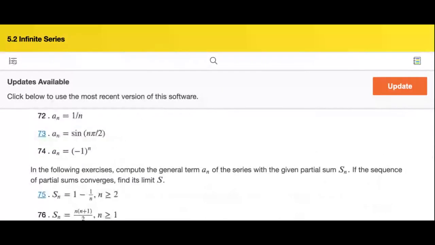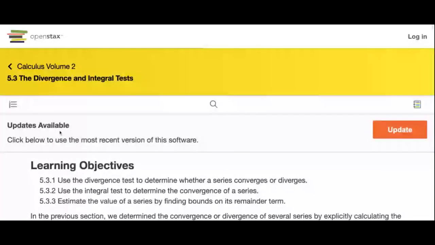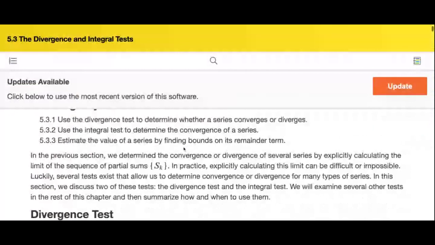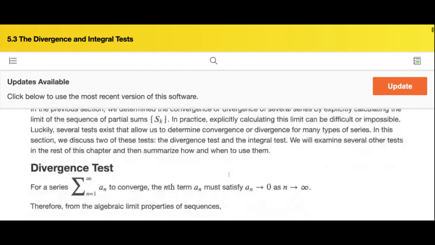All right. Now let's go to 5.3, Divergence and the Integral Test. We're going to learn the divergence test to determine whether a series converges or diverges. Then use the integral test to determine the convergence of a series. Then estimate the value of a series by finding bounds on its remainder term.